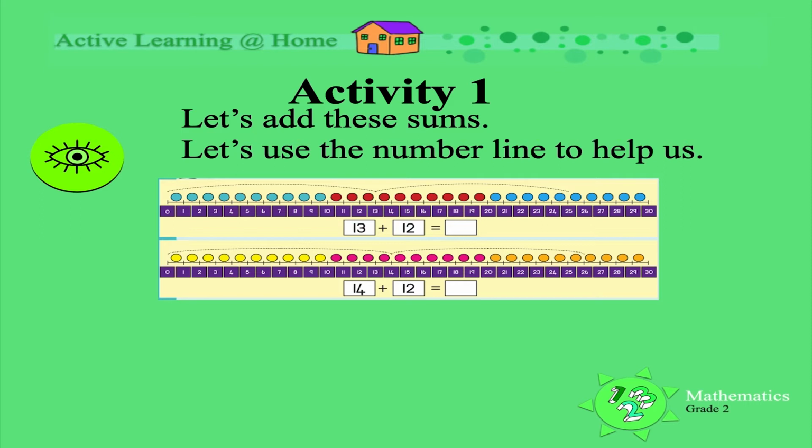Can you guess what the answer is if you look at the number line? If you said 25, then good job, your answer was correct. 13 plus 12 is 25. Now try the second one on your own. You've got 14 plus 12.